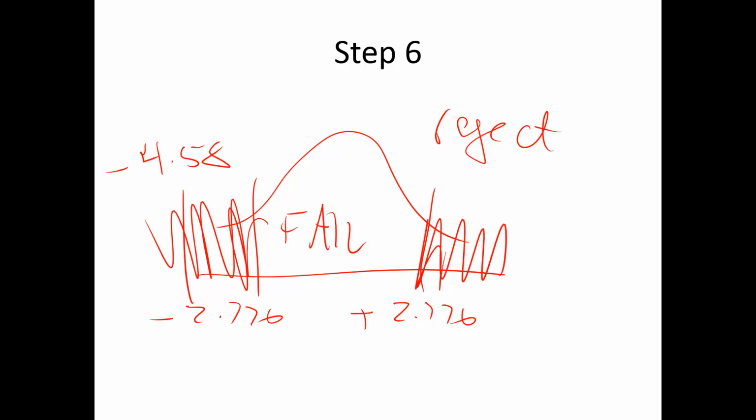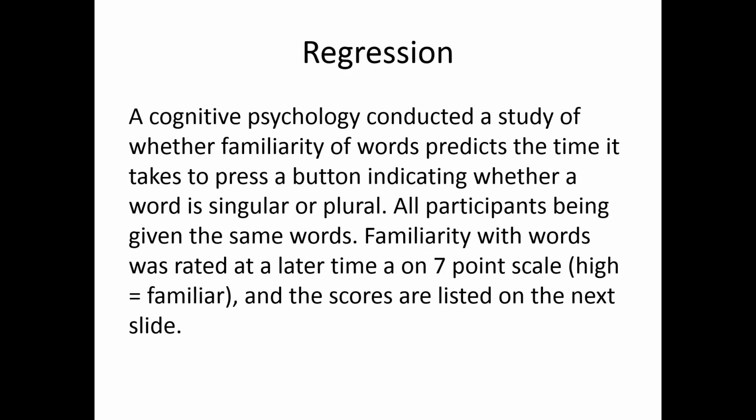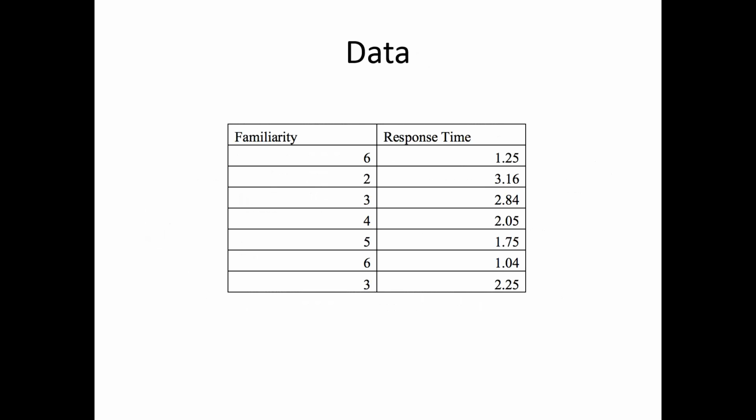Okay, so that's correlation. Moving on, let's do regression. All right. So, a cognitive psychologist conducted a study of whether familiarity of the words predicts the time it takes to indicate whether a word is single or plural. And so, everybody's given that same set of words. Familiarity is rated on a 7-point scale, so the higher the better. And then my response times are on this slide.